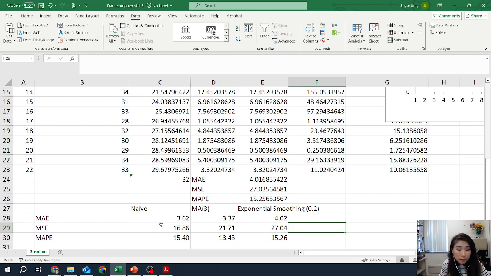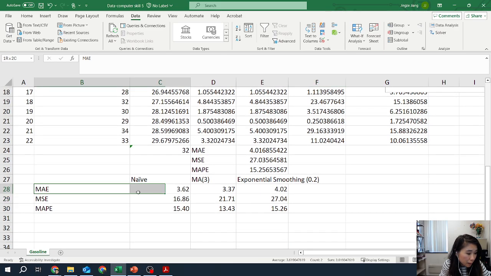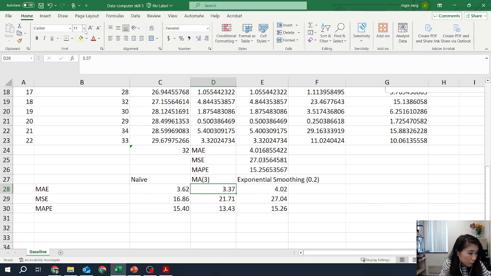So which model did the best job forecasting the gasoline price? We just need to find the model that gives us the smallest value for measuring accuracy, right? Based on MAE, the smallest value we got is the moving average with 3 periods. Let me highlight this one. Based on MSE, the best value we got here is, let's see, this one. And for MAPE, the smallest value is this.